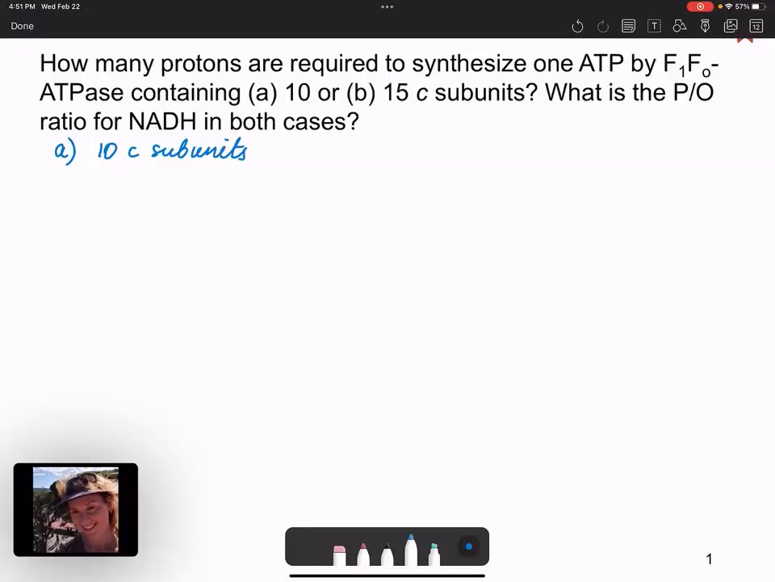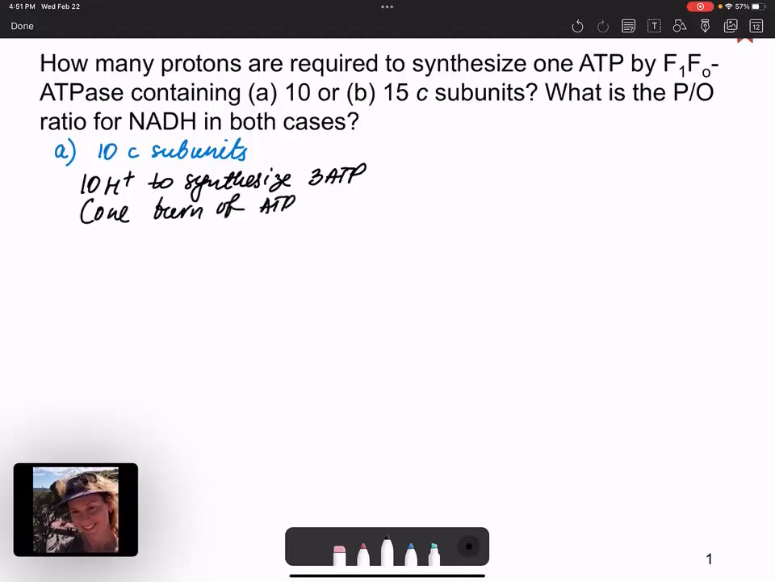So we know that in this case, 10 protons would be required to synthesize 3 ATP. And that will be achieved in one turn of ATP synthase, or as it has another name, F1, F0 ATPase.